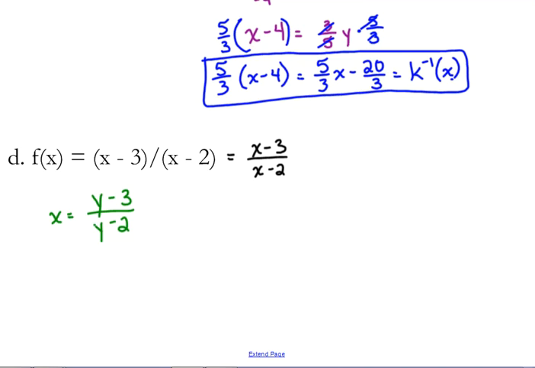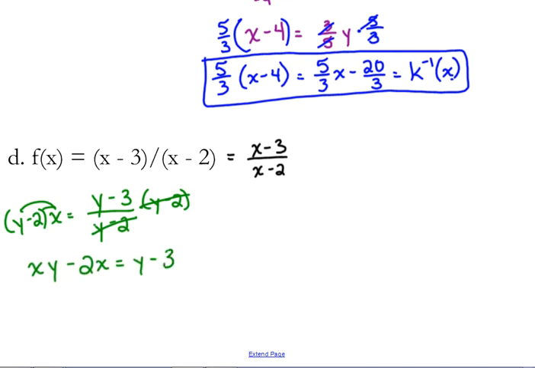First thing we have to deal with is one of them's in the denominator. Okay, we got to get it out of the denominator. So we are going to multiply both sides by that y minus 2 because it's going to get it out of that denominator. When we multiply by y minus 2, that's going to cancel. Go ahead and distribute the x. So we get x times y minus 2x is equal to y minus 3.